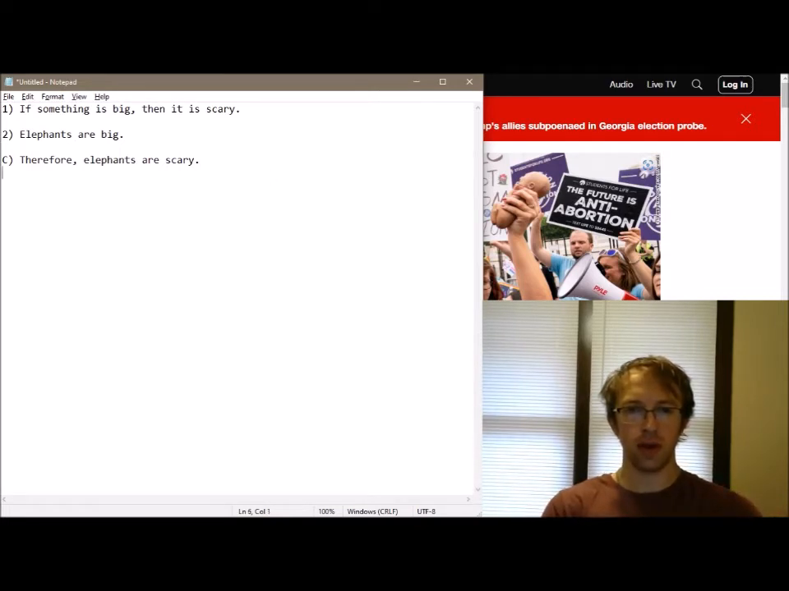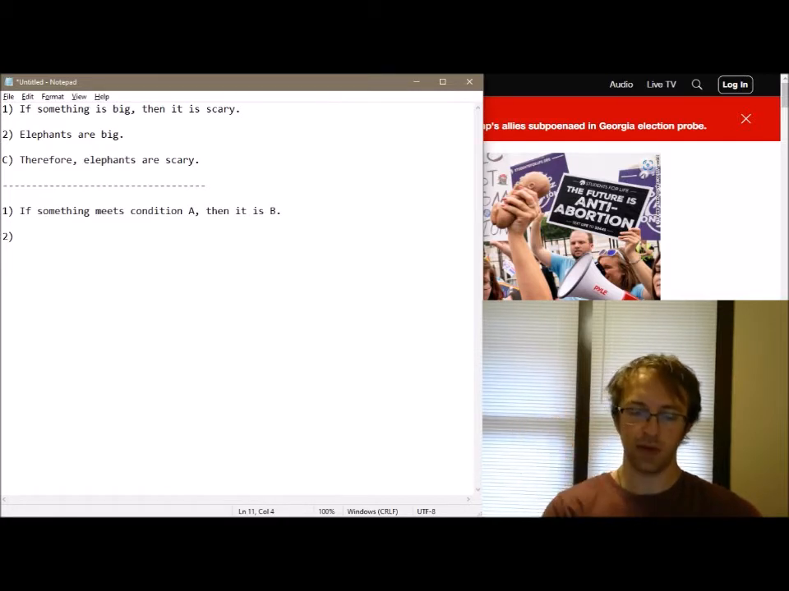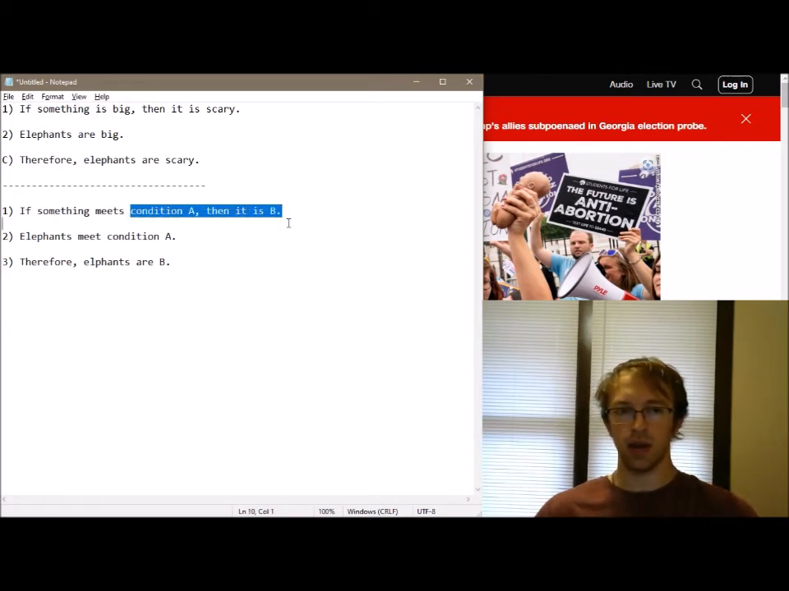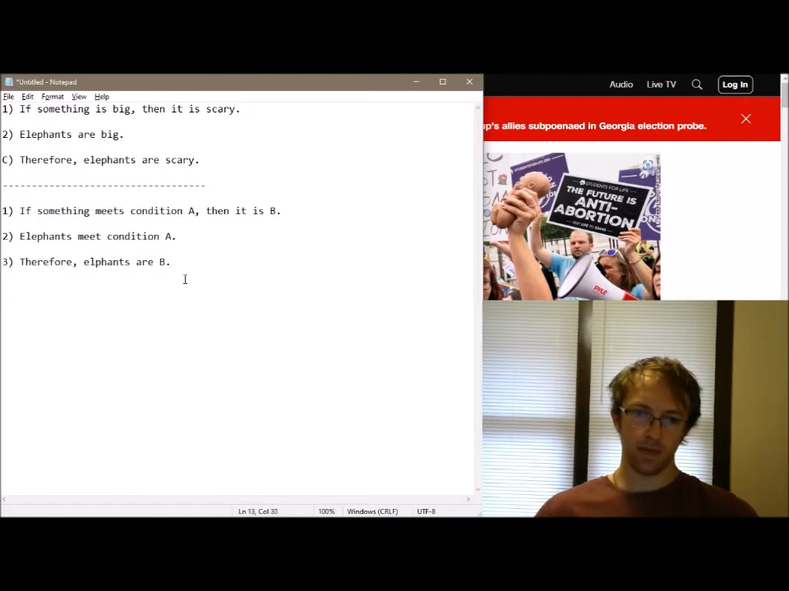And I will show you what it looks like in mathematical symbolic notation. The idea is these arguments you can reduce down to mathematical symbols, and I'm going to do that right here. So premise one is basically, if something meets condition A, then it is B. Premise two, we would say elephants meet condition A. Therefore, elephants are B. So in this case, what is A? Condition A is being big. B here is being scary. And so these premise-conclusion arguments can be broken down into this symbolic logic.